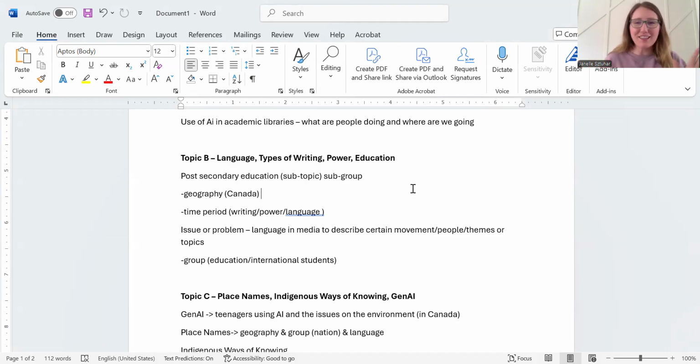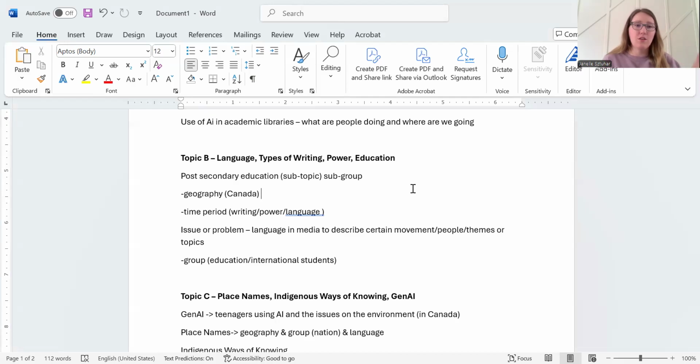There's so many. I'm not in the class, so I don't know what you've been talking about, but some interesting options for sure. And then issue or a problem. Again, you could look to the news for ideas on this or inspiration. Maybe if you're looking at language, you want to look specifically at the media and how certain movements or topics are described, for example. Or you can even focus on a group of people, right?